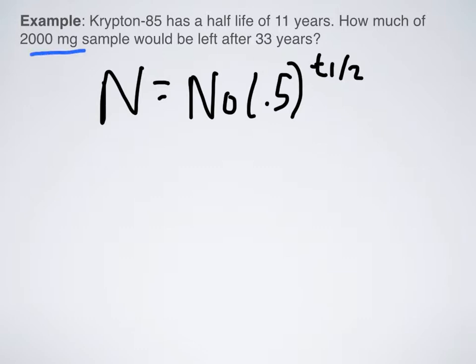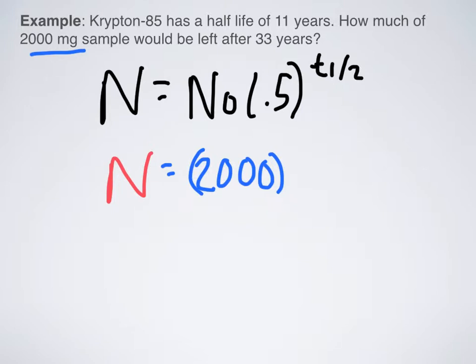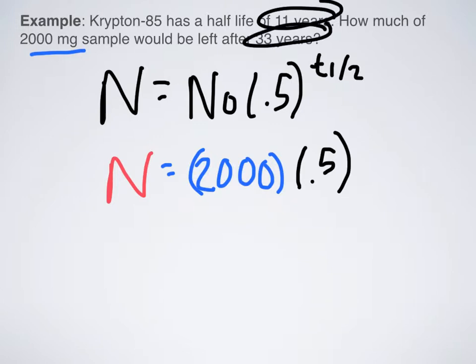So again, I'm given my n sub 0. So that means I can plug in 2,000 as my n sub 0. I'm being asked again, how much would be left? So I don't know what that would be. And then I have to figure out the number of half-lives. Now, the big mistake that people would make would be, they start to plug in 11 or 33 or something like that. Here's the problem.